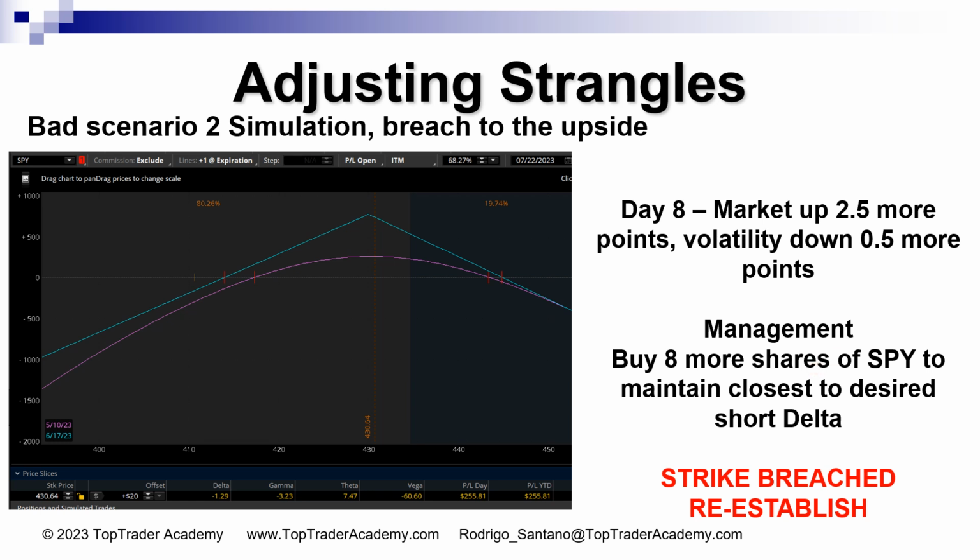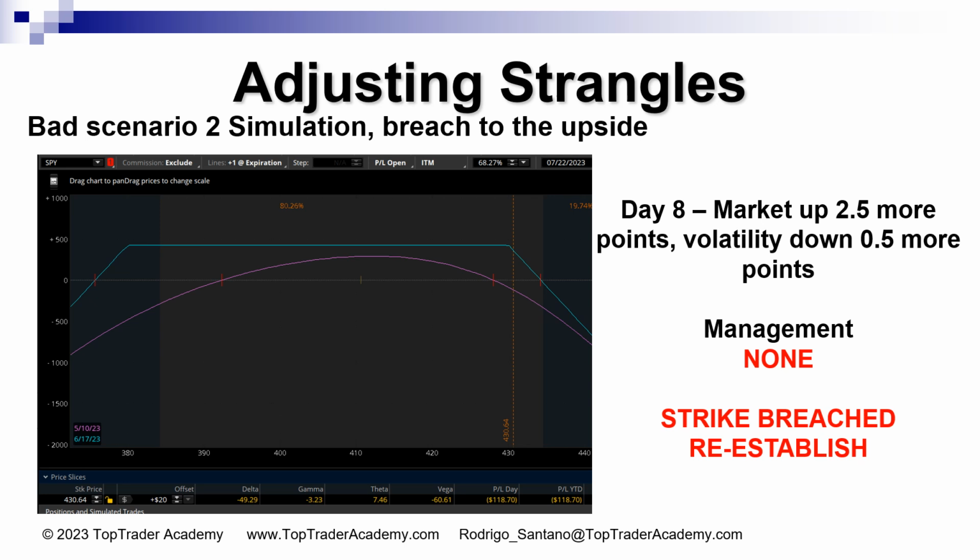Now, what would have happened if I hadn't been adjusting? This would have happened. I would have lost the opportunity to make money because I wasn't adjusting, and I would be at negative $118.70. Right? I did not keep my curve centered. I have a large amount of delta, negative 49.29 on $7 of theta.